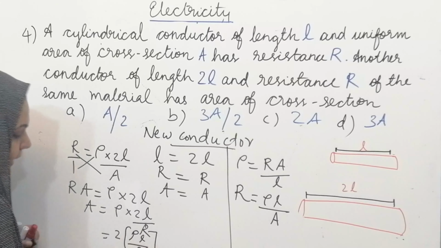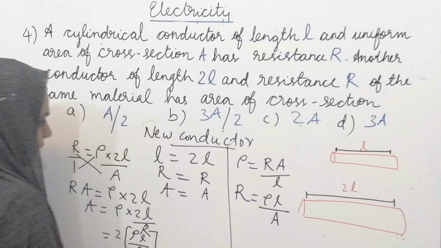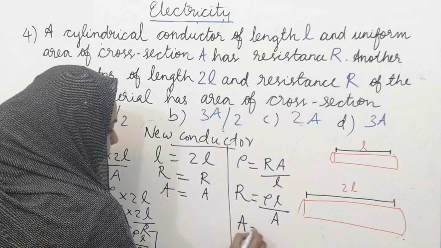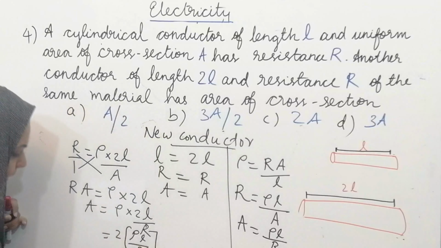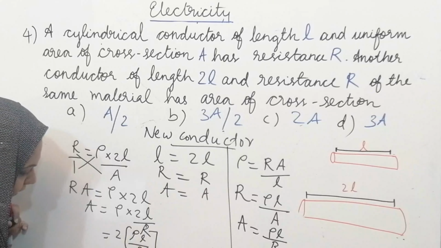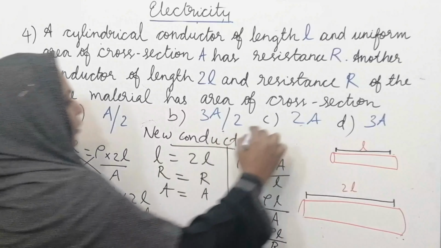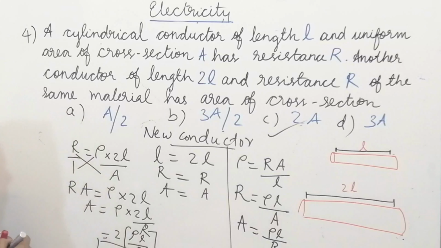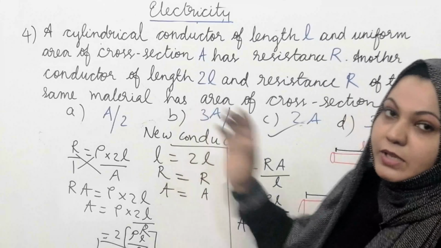Here rho L by R is what? What is the formula for area of cross section? You can see rho L by R. So instead of rho L by R we can write area of cross section. So what is the answer here? 2A. So your option is C. Very easy, but you have to learn the formula for resistivity properly, then only you can do this one.